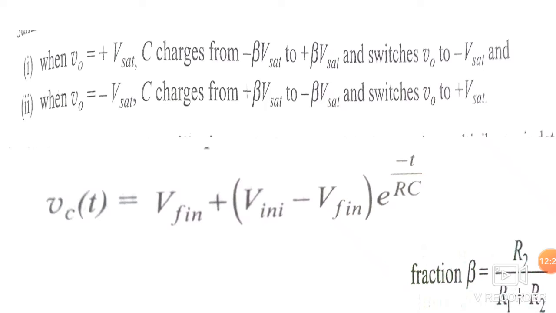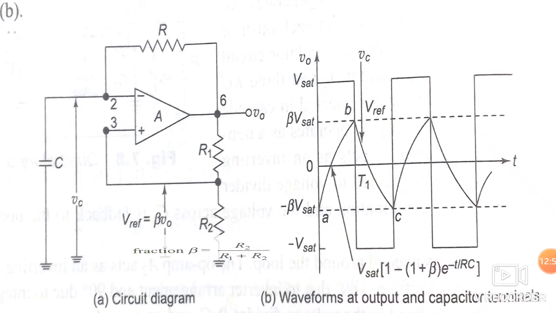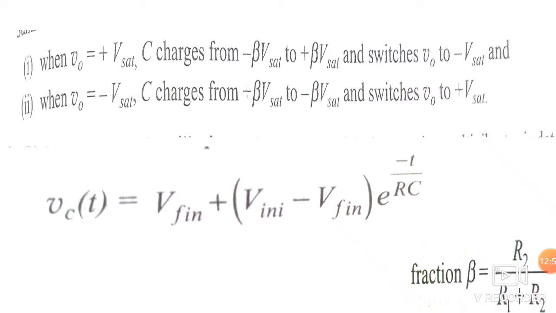Okay, right. So this is the output across this capacitor, and it is defined by this formula. Now there are two cases. When V naught is plus Vsat, as we have discussed, capacitor C charges from minus beta Vsat to plus beta Vsat and switches V naught to minus Vsat. Likewise, when V naught is minus Vsat, capacitor charges from plus beta Vsat to minus beta Vsat, as we have just discussed here.